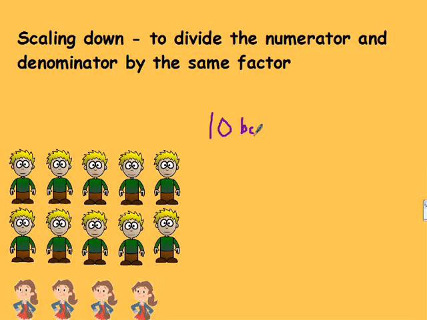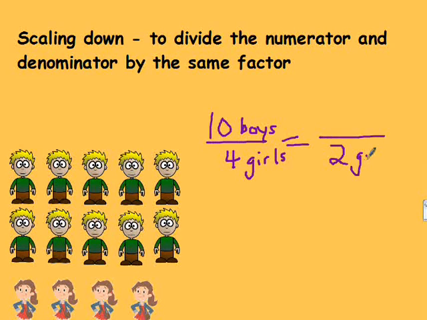Scaling down is when you divide the numerator and denominator by the same factor or number. So here we have 10 boys and 4 girls. If we divide each of those by 2, we'll figure out that there are 5 boys for every 2 girls.